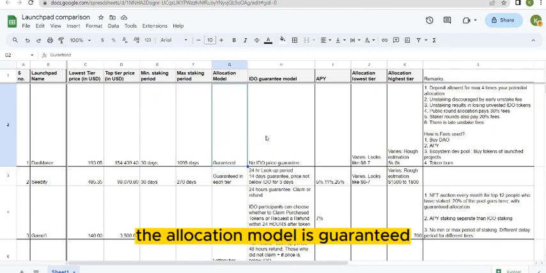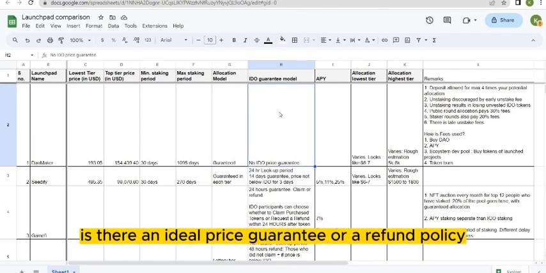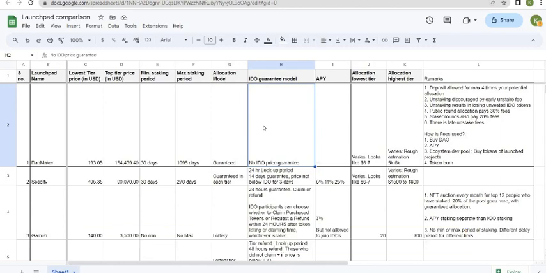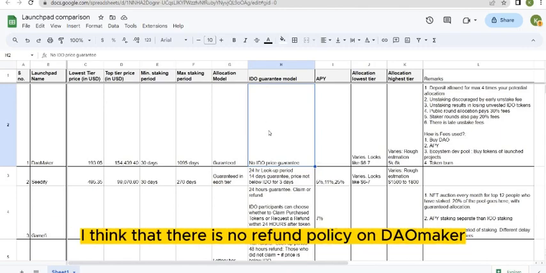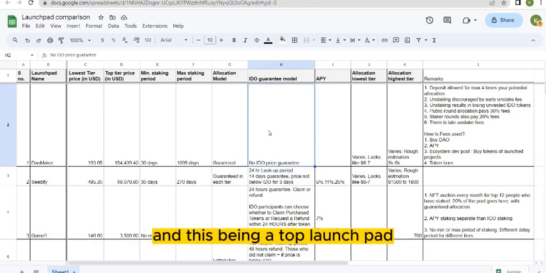What is the allocation model? The allocation model is guaranteed. Is there an IDO price guarantee or a refund policy? I tried to find out. I think that there is no refund policy on DAO Maker, and this being a top launchpad, it looks like they do not even have to offer any IDO price guarantee, because people trust their brand name, and there is already a lot of mass which is coming and joining this launchpad.